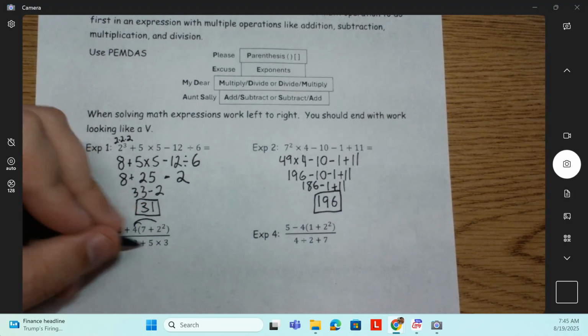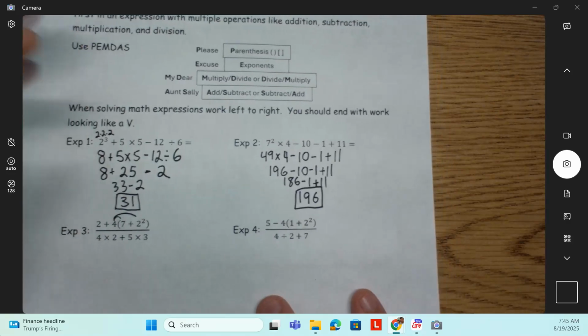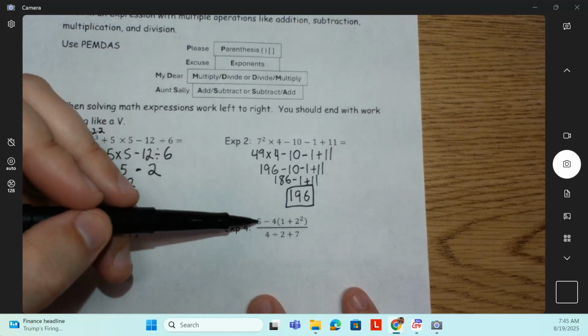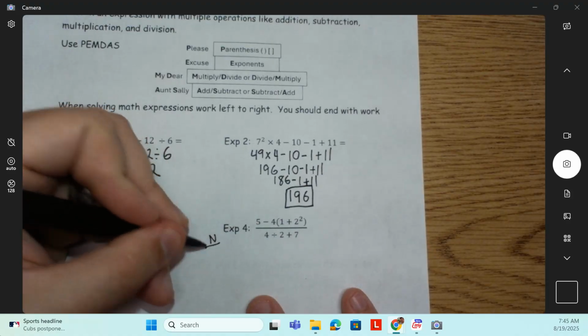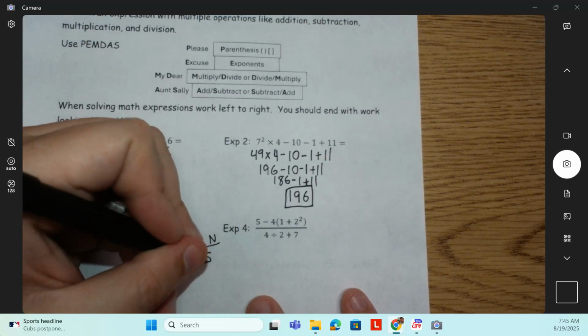And the fact that I need to work out my numerator and my denominator separately. So let's look at number 4 because we're doing a lot of those same things. As I copy down my numerator over here, I can go ahead and say, well, I know what 2 squared is.